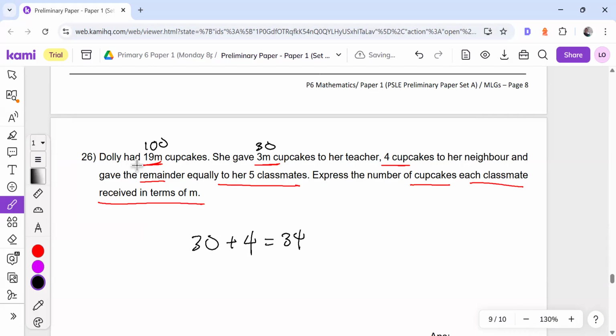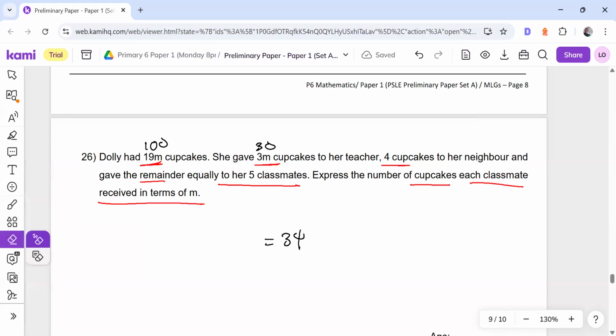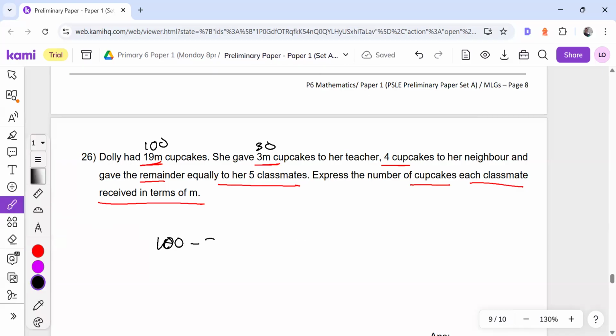Some of you will say that 100 minus 30 minus 4 also can. All right, we can also do that. So if you take 130, or if you take 100 minus 30 minus 4, also can, up to you. Then you get the remainder. So how much is the remainder? You will get 66, right? 100 minus 34 will be 66.